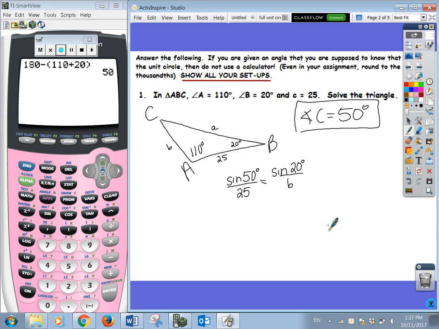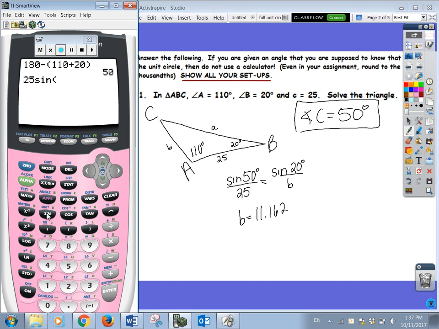So you cross multiply, divide, and you get your answer of 11.162. So, just for an example, in my calculator, I would do 25 times the sine of 20 equals, and then divide that by the sine of 50, and that should give me my answer right there. Okay? We don't have any units, so you can put a U if you want. Me, Miss John, personally, I do not mind if you don't. If you do, that's fine, but be sure you do what your teacher wants. So there's one side.